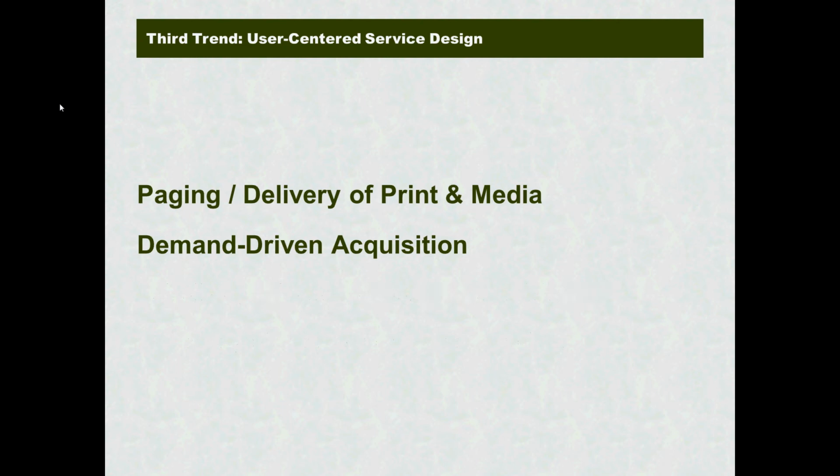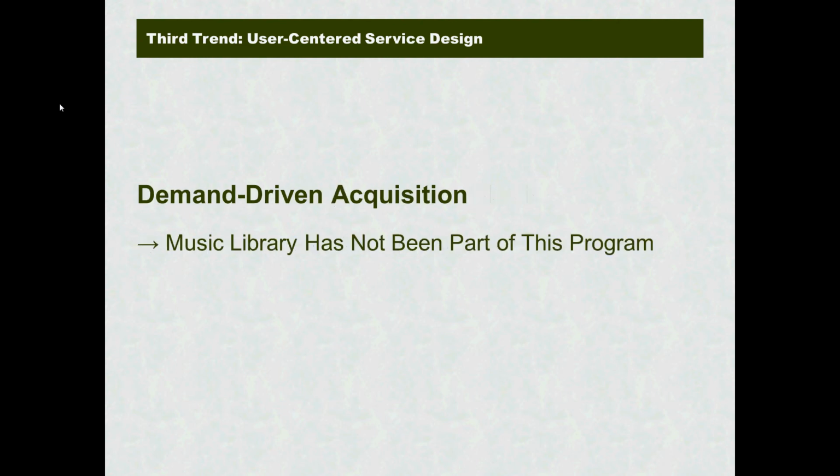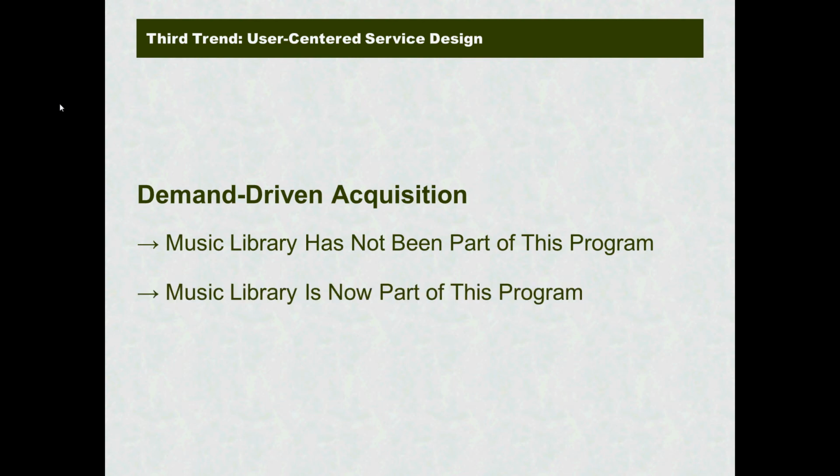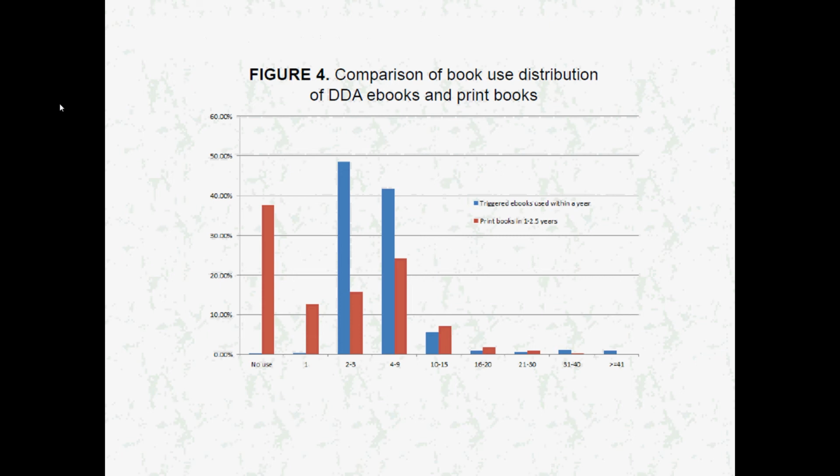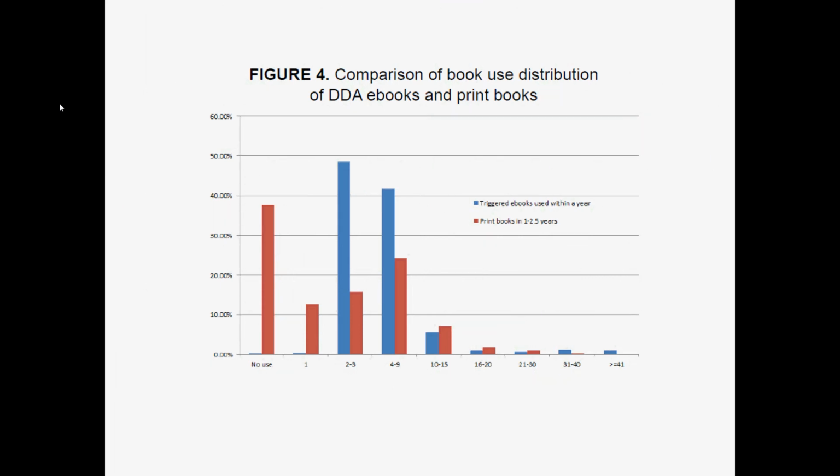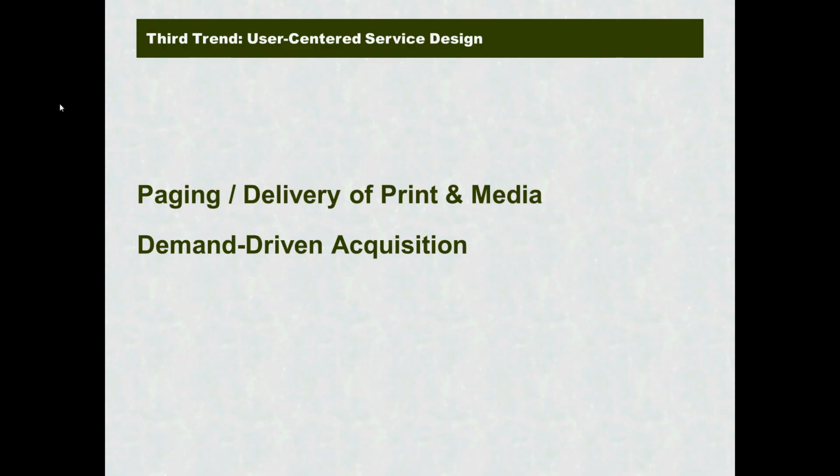Demand-driven acquisition is really a collection development issue, but it's a customer service orientation to collection development, so it fits well into this discussion. DDA is also well established in the main library collection. Until recently, the music collection was not part of this program. Today, the music collection is part of this program. I just want to emphasize that I see this as a good thing. Music patrons now have more influence on what the library collects, and this will have a positive impact on use of the collection. We know from research that items acquired through DDA circulate at a much higher rate than items acquired through traditional channels.